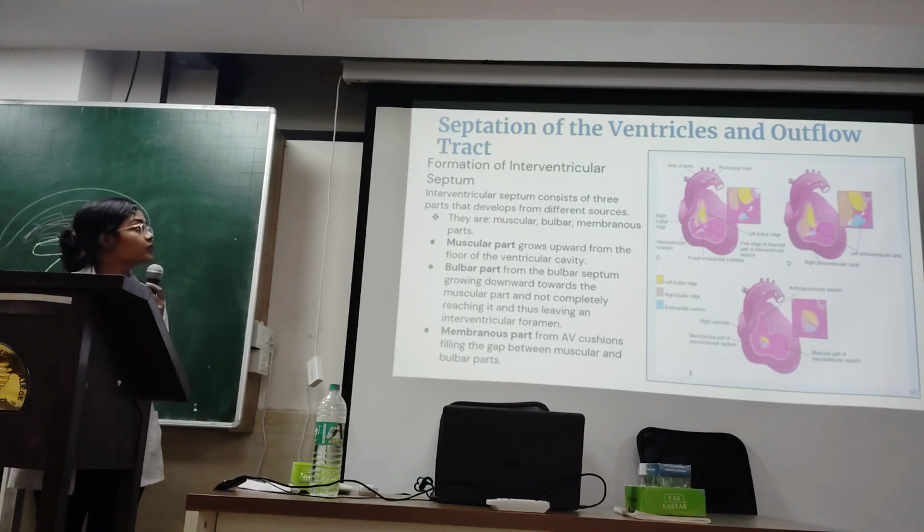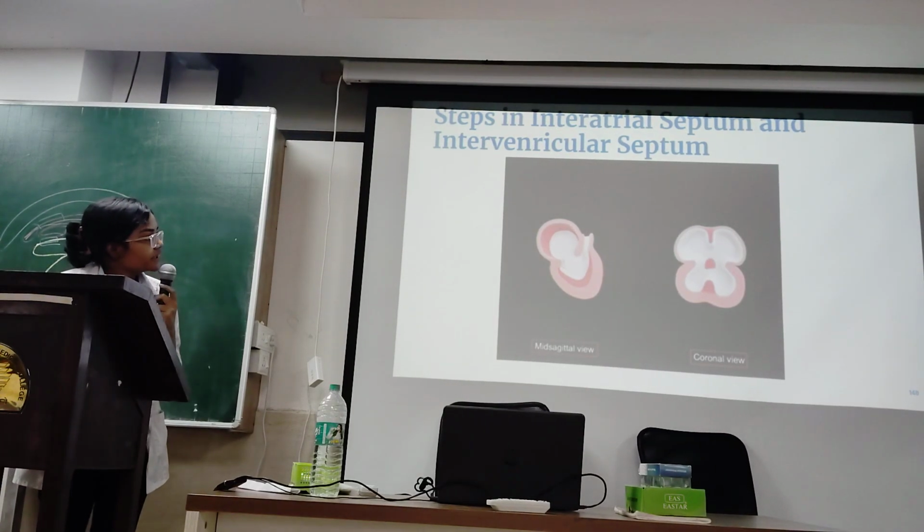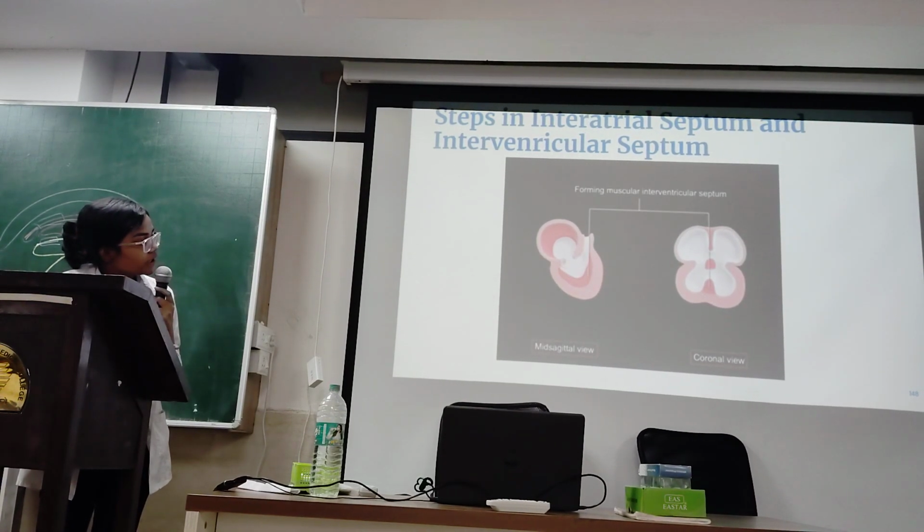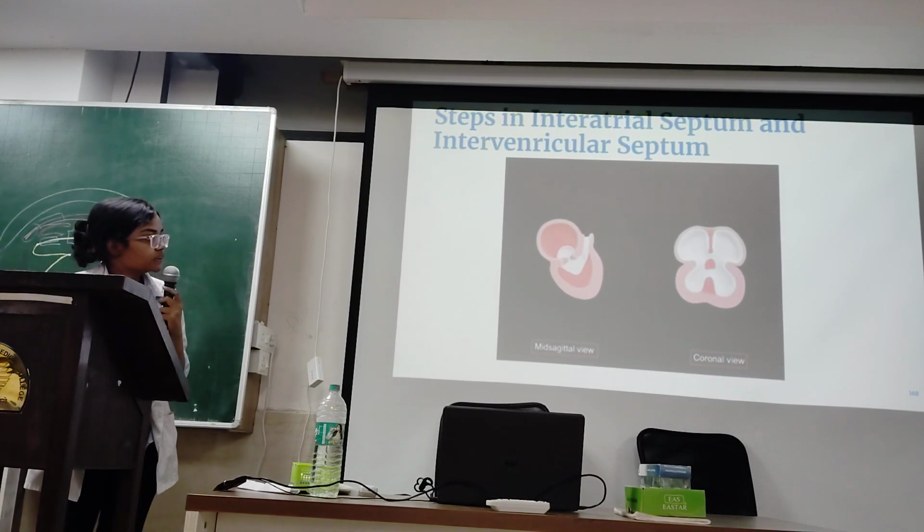In this GIF, we can see in the coronal view the simultaneous formation of the interatrial septum and the muscular part of interventricular septum. They are growing towards the AV cushion.